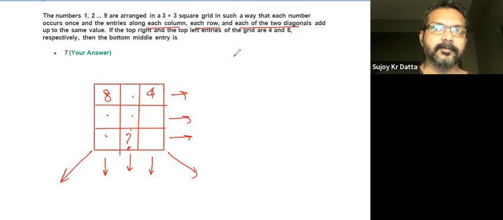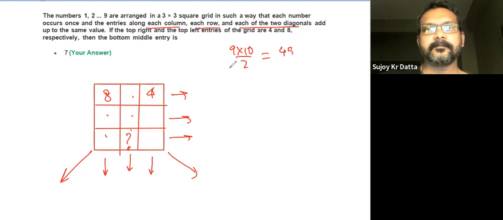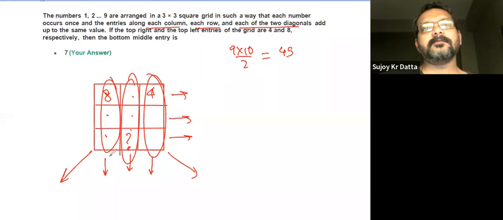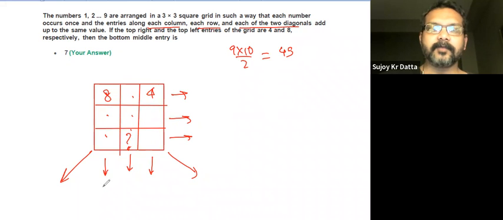So obviously, since we are using the numbers from 1 to 9, the sum of the numbers is 9 into 10 by 2. So that's 45. Now look, the three columns add up to 45, because we have used the numbers once each, and each column's value is the same. So that means clearly each value must be 15. So everywhere the summation should come out to be 15.